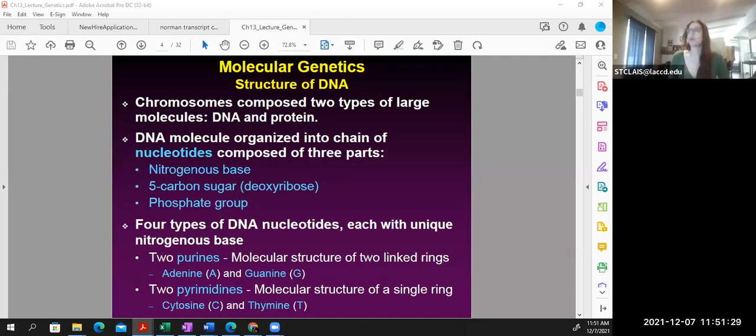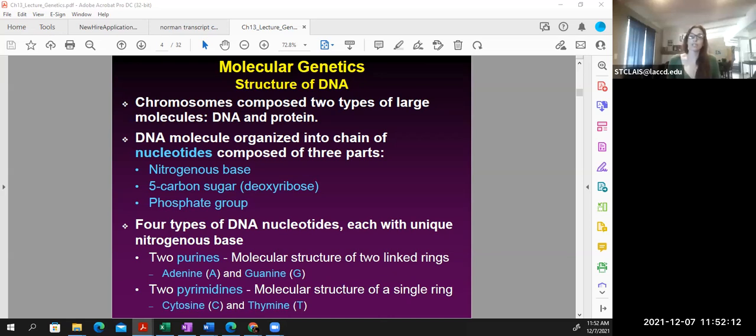The two types of molecules that make up DNA, or the chromosomes, I should say, are DNA and protein. So the DNA is going to have three parts. There is the nitrogenous base, or the nucleotide, the 5-carbon sugar, which in this case for DNA is deoxyribose. That's why DNA is called deoxyribonucleic acid. And then the phosphate group. So the information is contained in the nitrogenous bases, and then you'll have the alternating sugar and phosphate groups that are going to give the structure to the DNA.